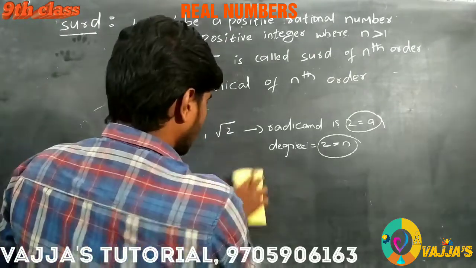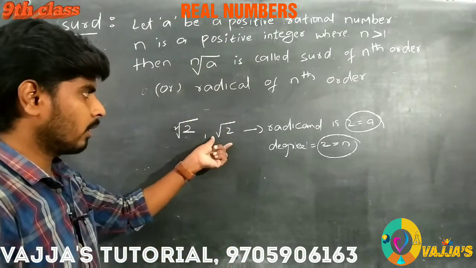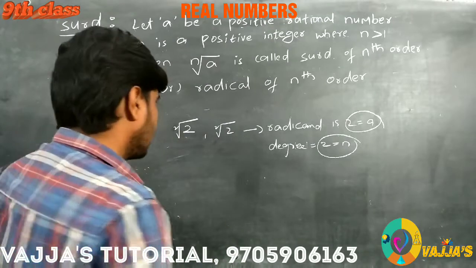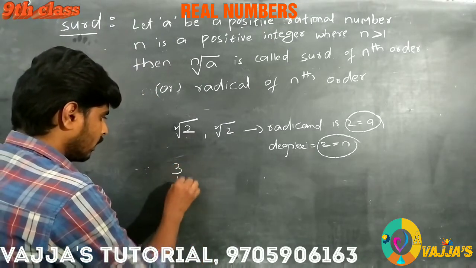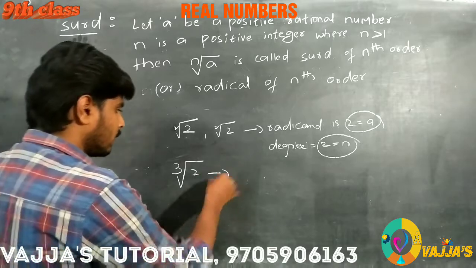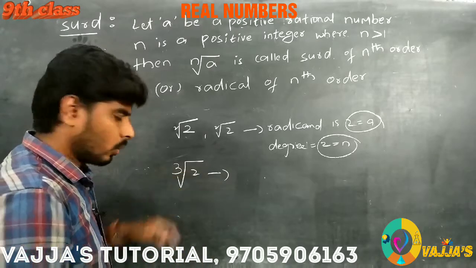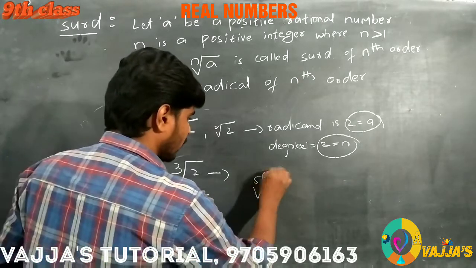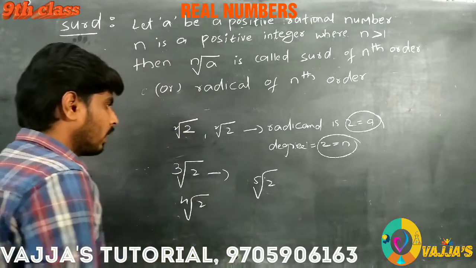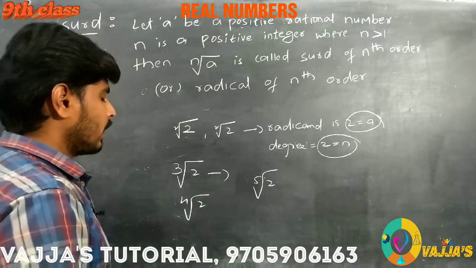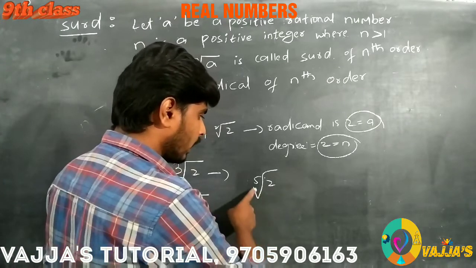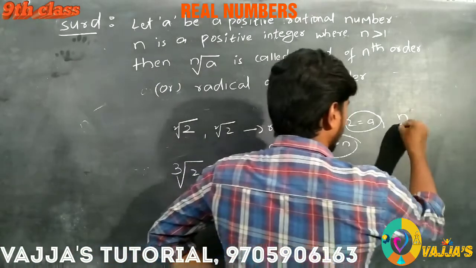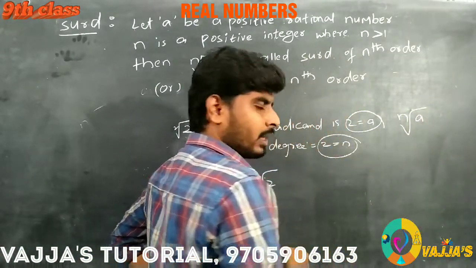What can we call it now? Square root. If I write 2 here, it is square root. Suppose I write 3 root 2, what do we call it? Third root 2. If I write 4, fourth root 2. If I write 5, fifth root 2. Like that we can pronounce them. And what is the radicand here? The radicand is 2, the degree is 5. Now this nth root a we can write using the previous laws of exponents.